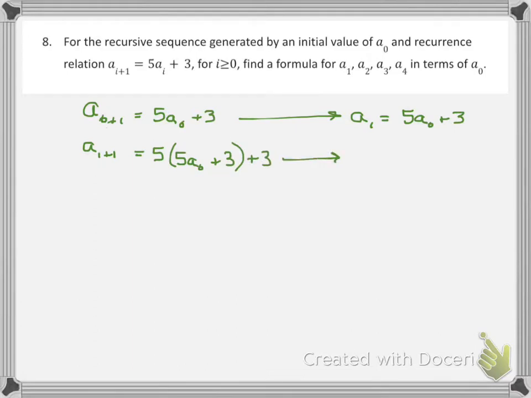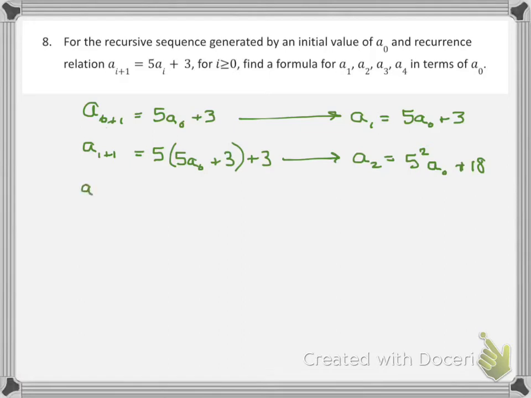So a sub 2 equals, well, instead of multiplying 5 times 5 and getting 25, I'm just going to list that as 5 squared times a sub 0 plus, well, 5 times 3 is 15, and 15 plus 3 is 18, so plus 18. Okay, so there's the result after round 2. Here we go, round 3.